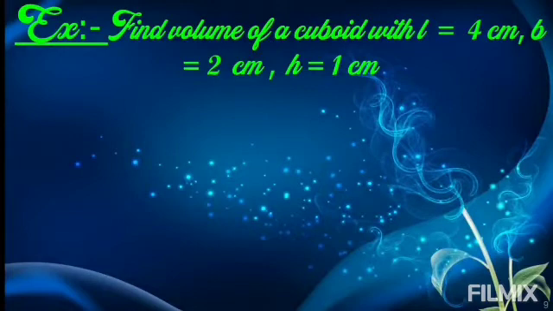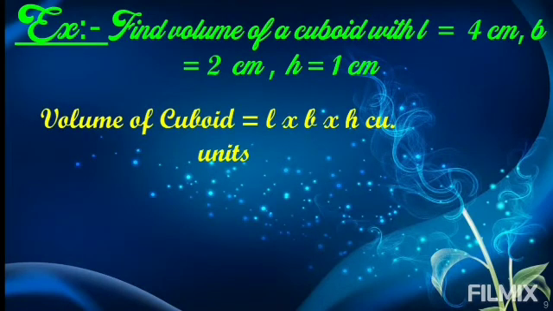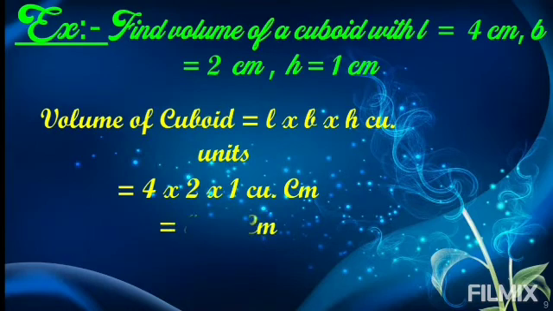Find the volume of a cuboid with L equals 4 centimeters, B equals 2 centimeters and H equals 1 centimeter. Since all the dimensions are given, let's write the formula. So volume of a cuboid equals L into B into H cubic units. Let's input the values. Our equation will become 4 into 2 into 1 cubic centimeters. So our answer will be 8 cubic centimeters.